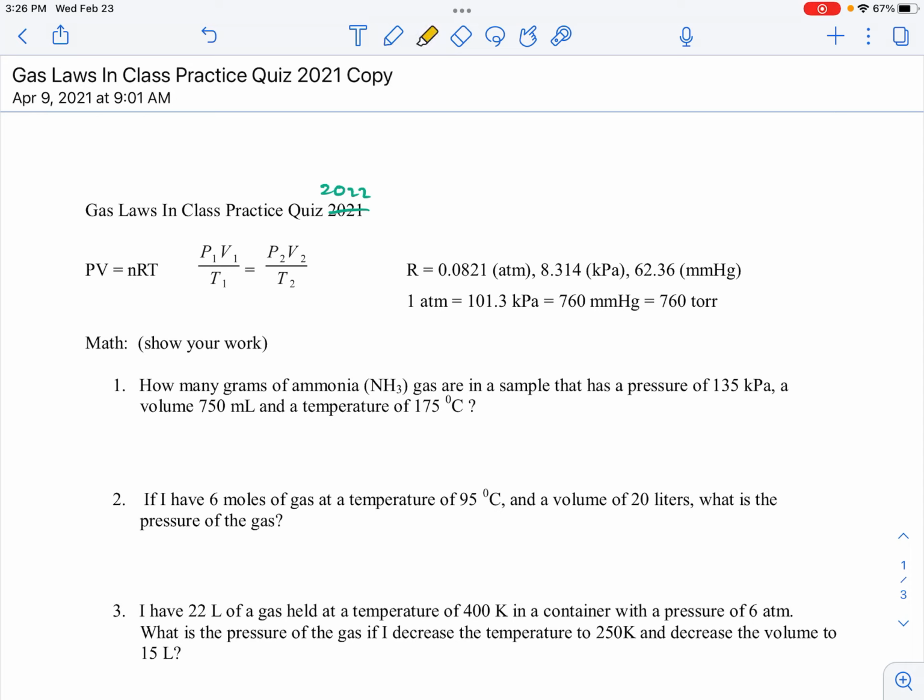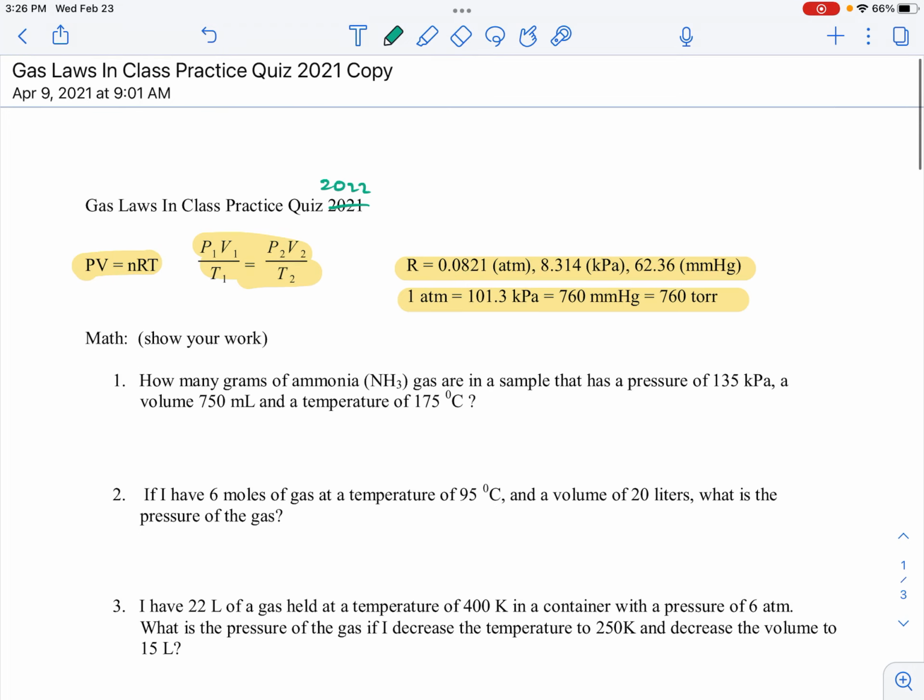On the real quiz, you will get all of these things, which would be the ideal gas law. Hopefully you know what they are at this point. This one is called the combined gas law. These are the R values for atmospheres, kPa, and millimeters of mercury. And then, of course, if you need to convert anything between atmospheres, kPa, millimeters of mercury, and or torr, which is the same as millimeters of mercury, then they're all right there for you. So we have all those things, and they'll be on every worksheet, every quiz, every test that you need. So you don't need to memorize any of those things.